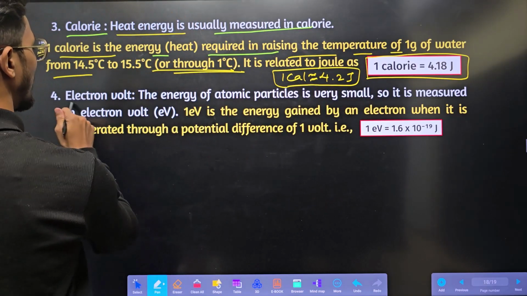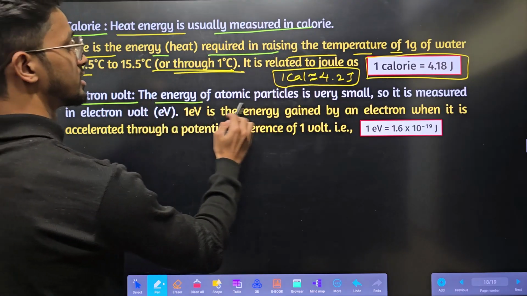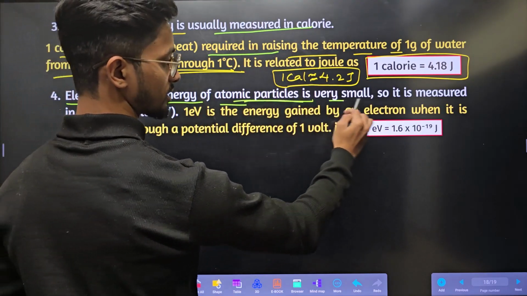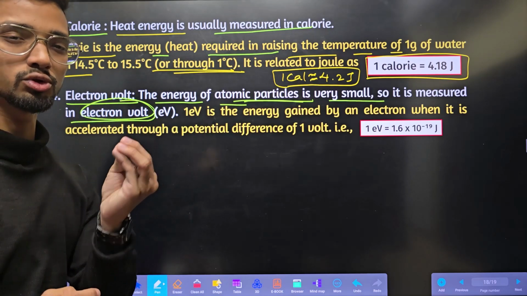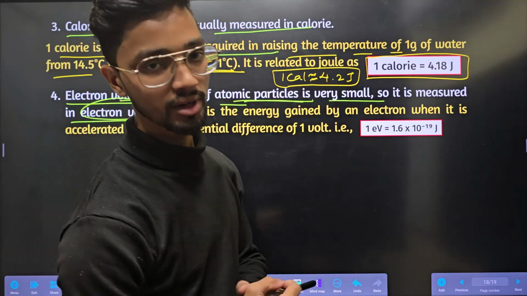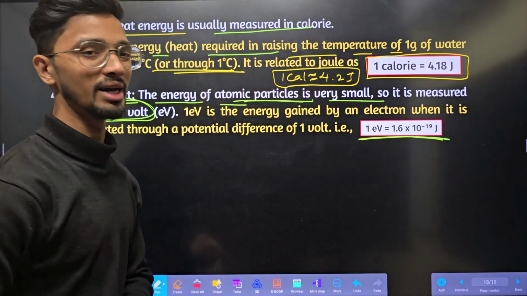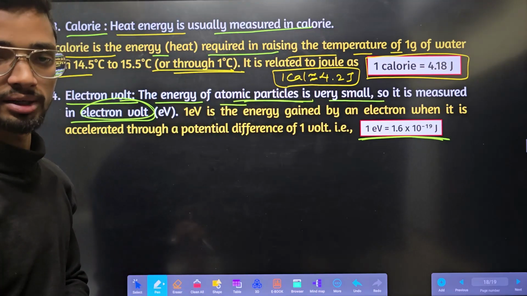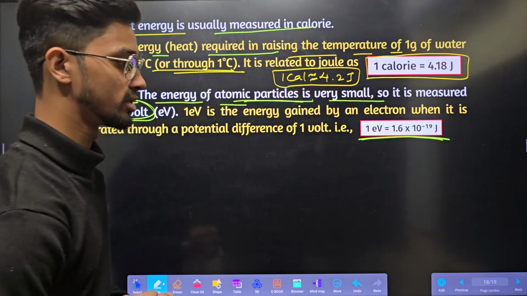Electron volt is also another unit of energy. The energy of atomic particles is very small, so it is measured in terms of electron volt. So 1 electron volt will be 1.6 into 10 to the power minus 19 joule. We need to remember that.